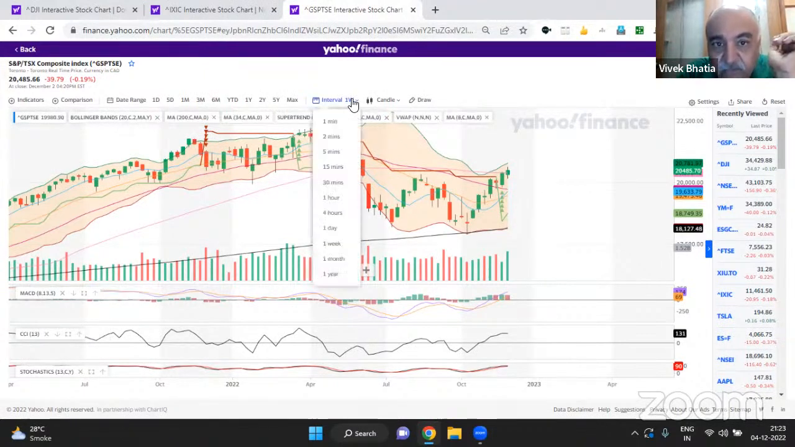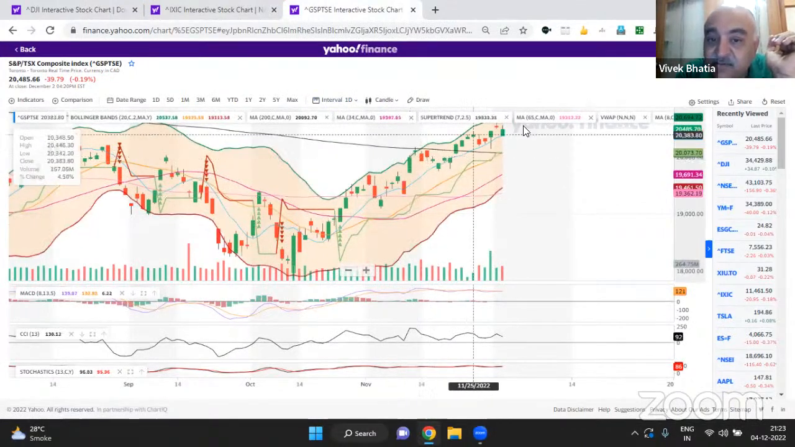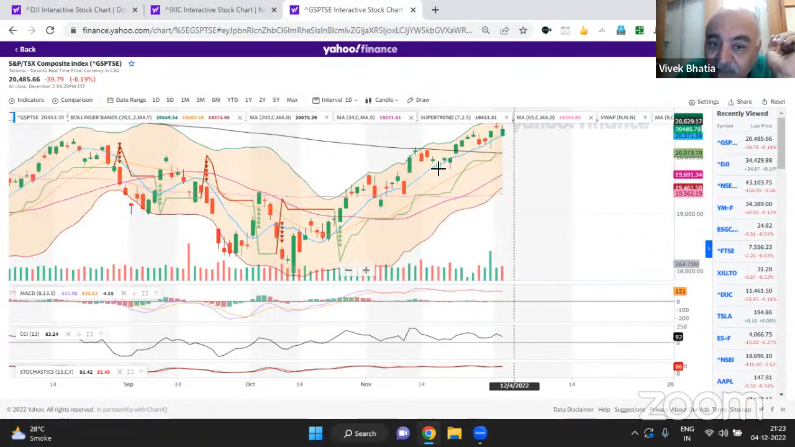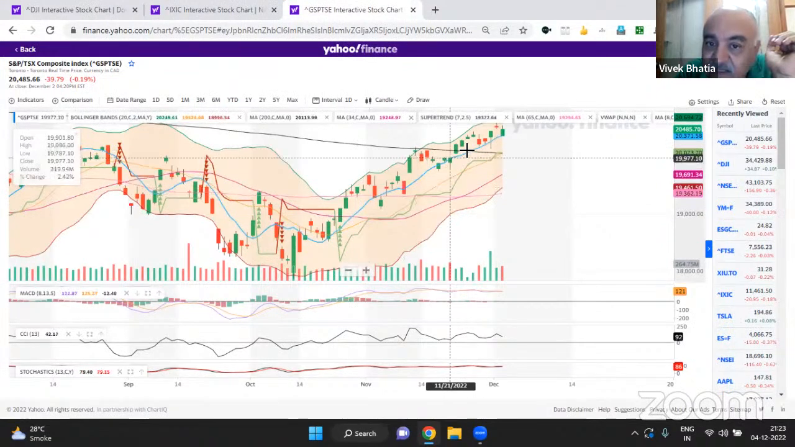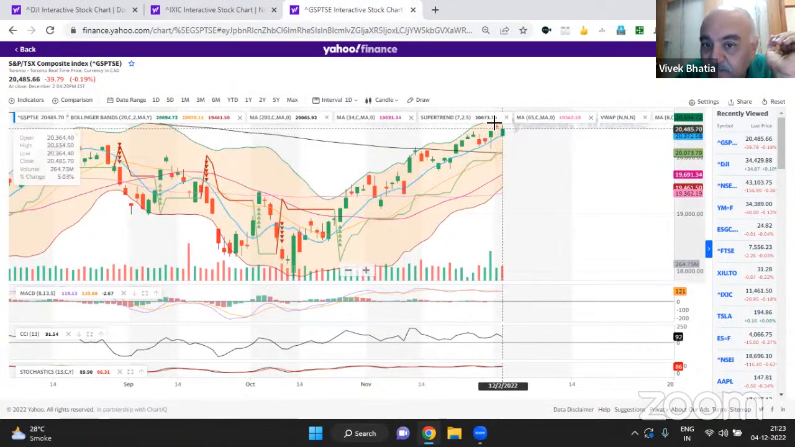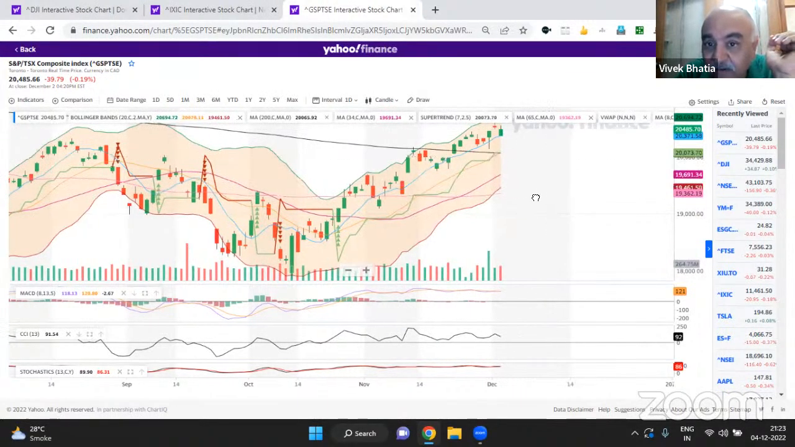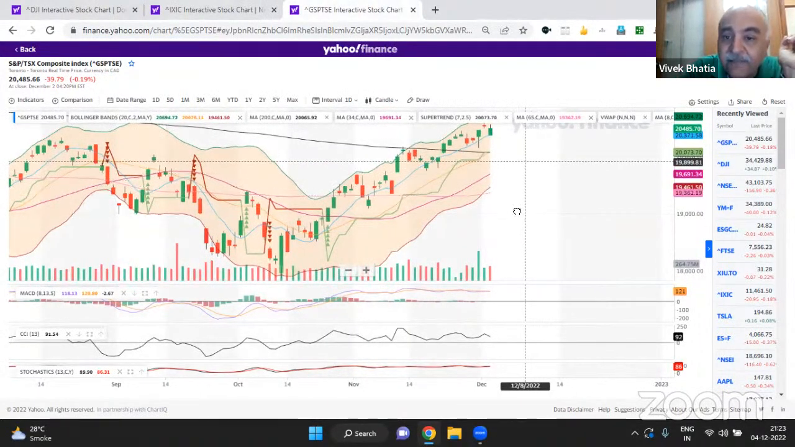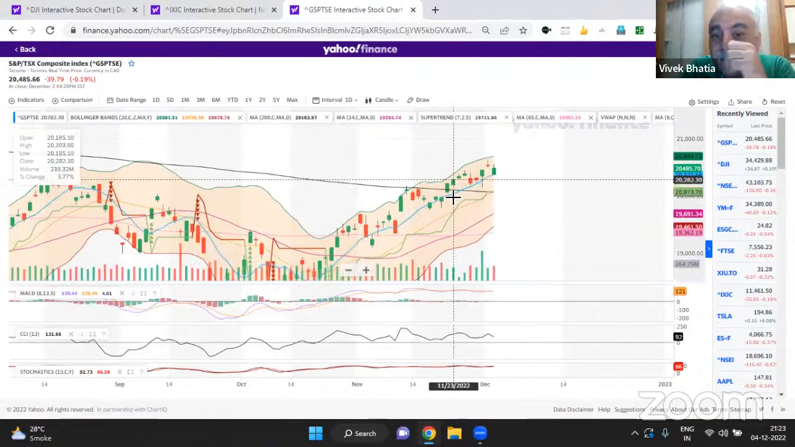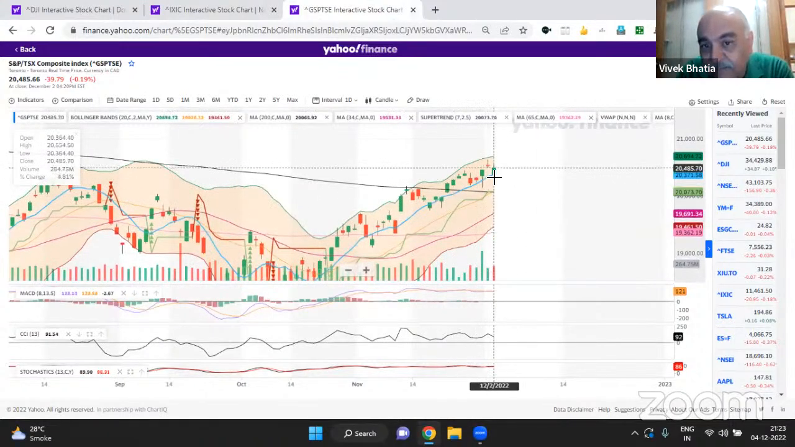But check it out on the day chart and you will see a very strong movement with the 8 moving average giving it a support. So it did fall down. It opened, gave you a gap down opening on Friday, but got pulled up because it took support at the 8 moving average.